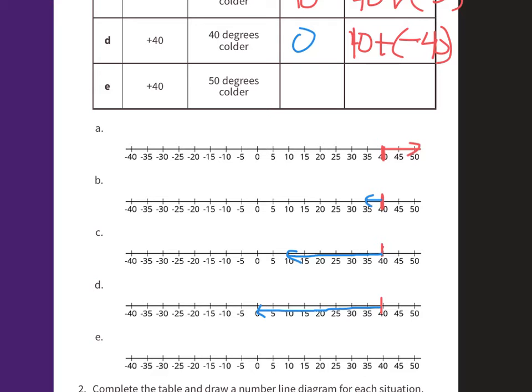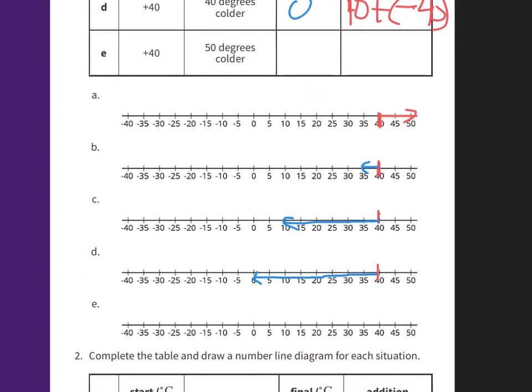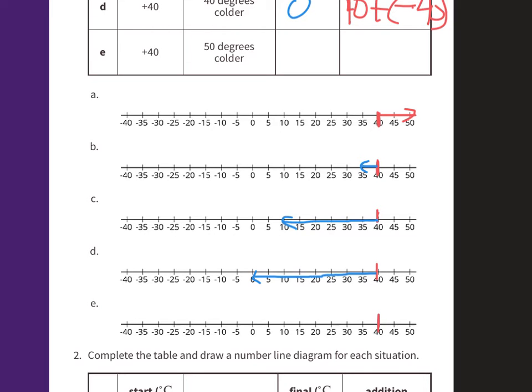And then letter E, 40 plus 50 degrees colder. So we're still starting at 40. Now 50 degrees colder, we're going to go to the left, 50. Well, there's 10, 20, 30, 40, 50. We end up at negative 10. All right, so if I wrote that equation, 40 plus negative 50 equals negative 10. All right, so even though you're moving negative, you can add a negative to it. Okay, let's look at the next one.